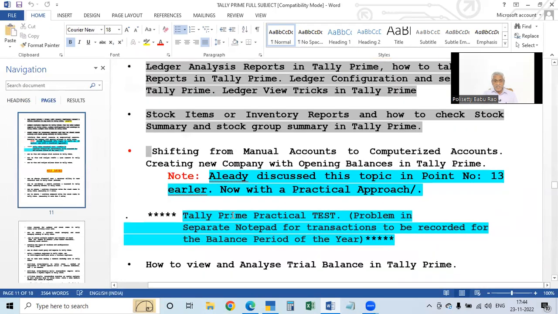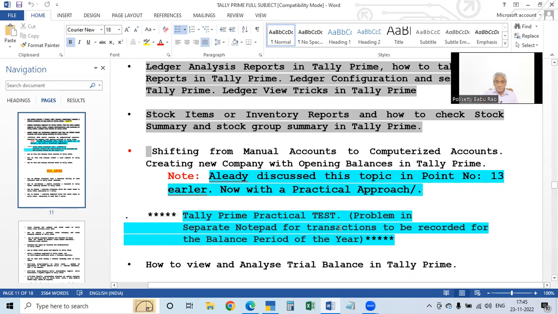Already in the last video, we shifted from manual to computer accounts and took all the opening balances. The closing balance at the end of 30th September is the opening balance at the beginning of October, that is 1st October. We have to create a new company, create ledgers, and take the opening balances in all the ledgers and stock items. That we learned already.